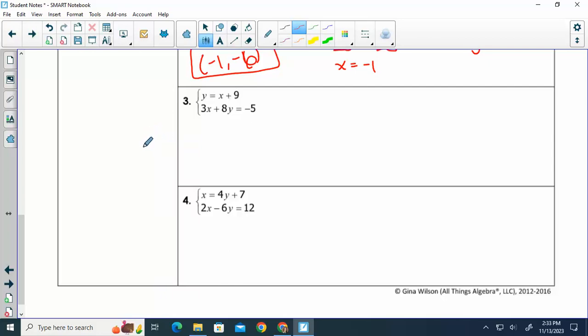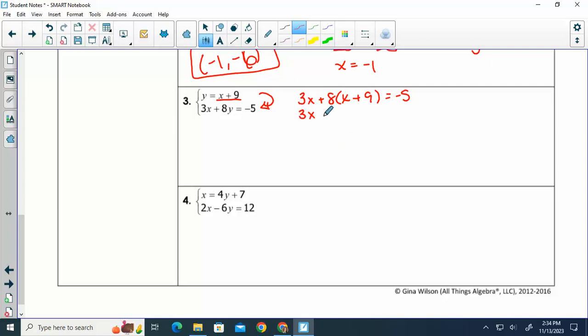It's the third one. I need one of the equations to be either x equals or y equals. And we have that. So in the first equation, my y is x plus 9. So I'm going to plug that into the second one. Now, very carefully, watch how I write this, because I don't want you to make a mistake here. We have 3x plus 8, and I'm replacing my y with x plus 9. What do I have to do with that 8? Distribute it. So does everyone see why I put those parentheses there? Because I have to take the whole thing times 8.